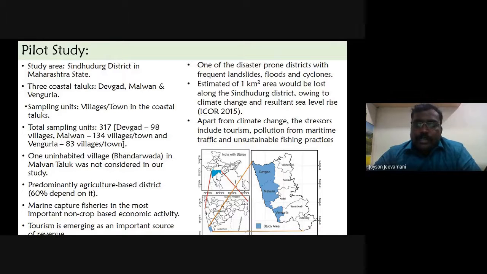When we look at the condition of the study area, Sindhudurg is predominantly an agriculture-based district, and marine fisheries also play a major role. Tourism is emerging. And when we consider disaster and climate change impacts, it is frequently exposed to landslides, floods, and cyclones. Another prediction says that sea level rise in future will cause a loss of 1 square kilometer of area along the Sindhudurg district. So with this climate change vulnerable feature, we focused on this study area.